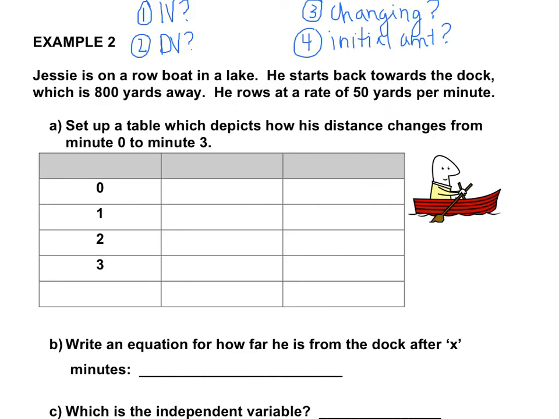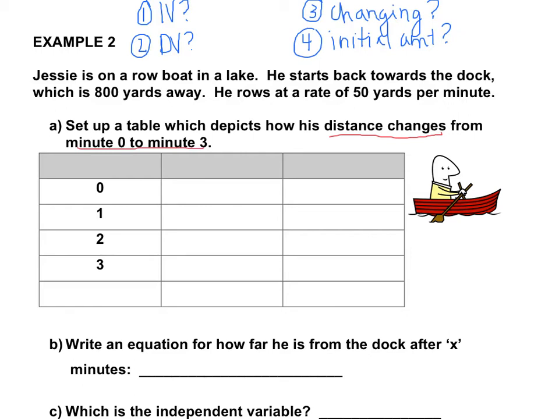Okay, let's look at example 2. Jesse is on a rowboat in a lake. He starts back towards the dock, which is 800 yards away. He rows at a rate of 50 yards per minute. Set up a table which depicts how his distance changes from minute 0 to minute 3.